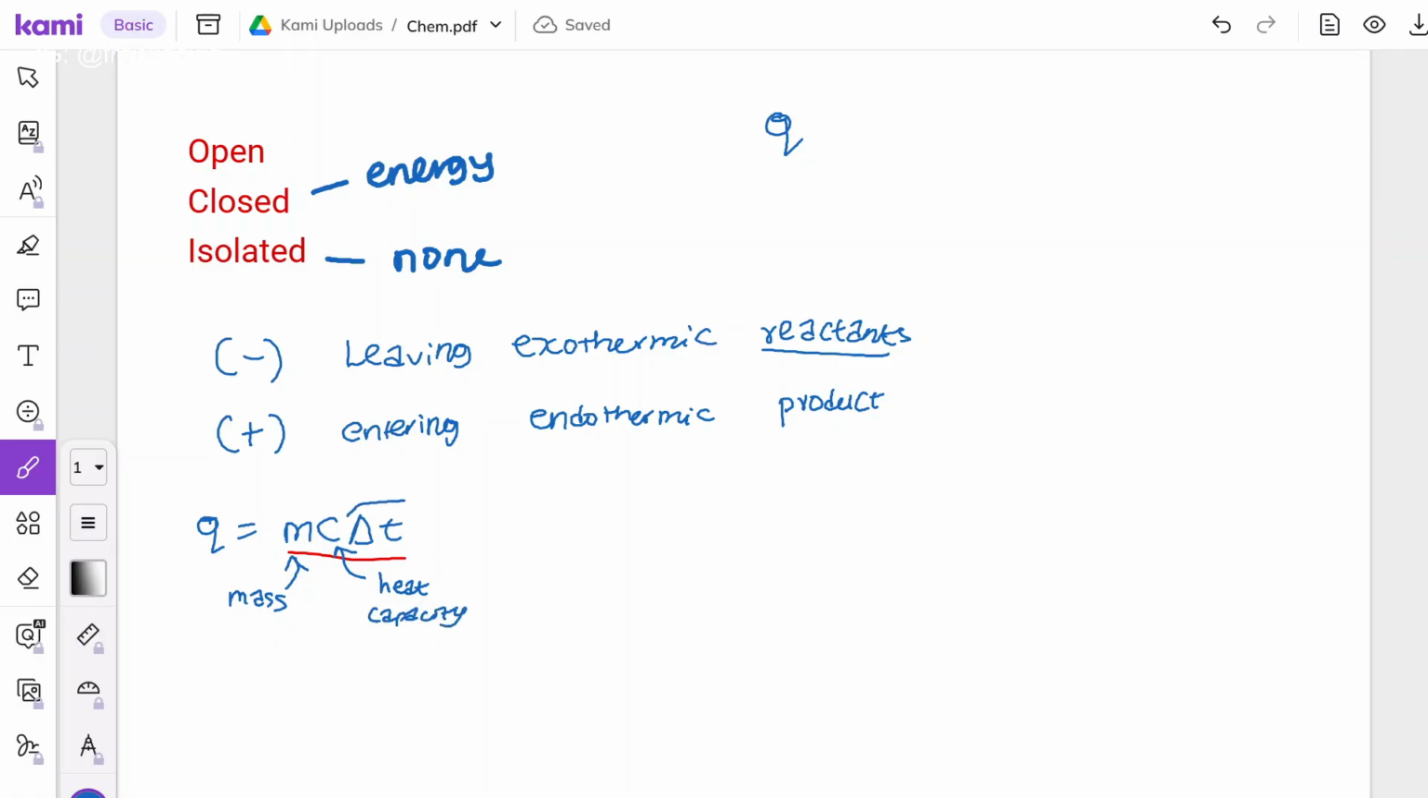And then the last term, which go together, delta T, is, like it says, the change in temperature: the final temperature minus the initial temperature. So let's say something goes from 50 degrees Celsius to 100 degrees Celsius. The change in T is basically 100 minus 50, which gives you 50. So that's going to be the change in T.